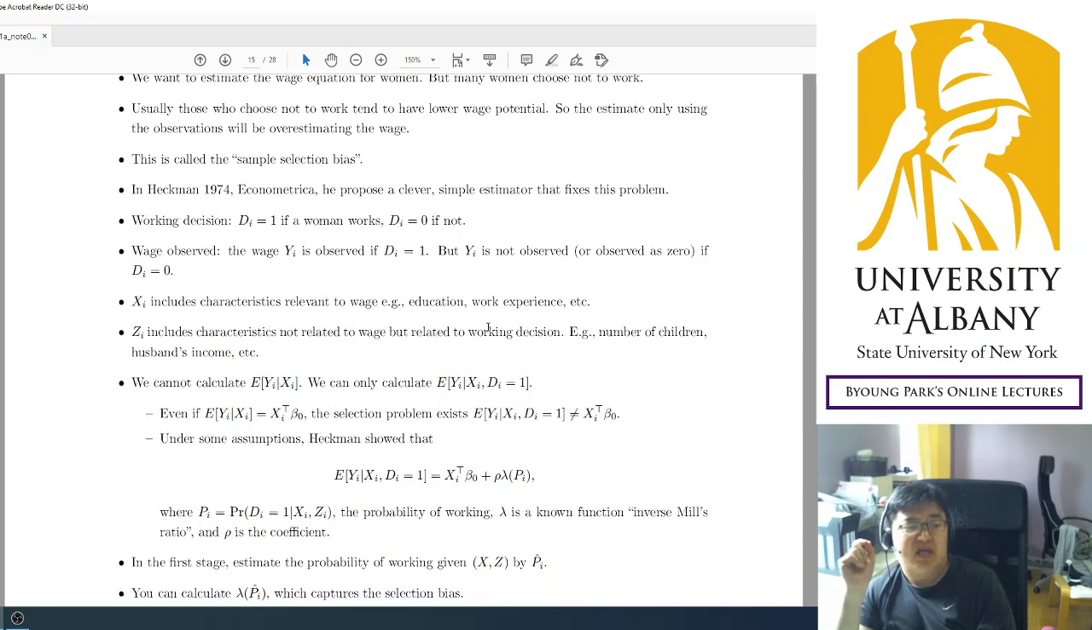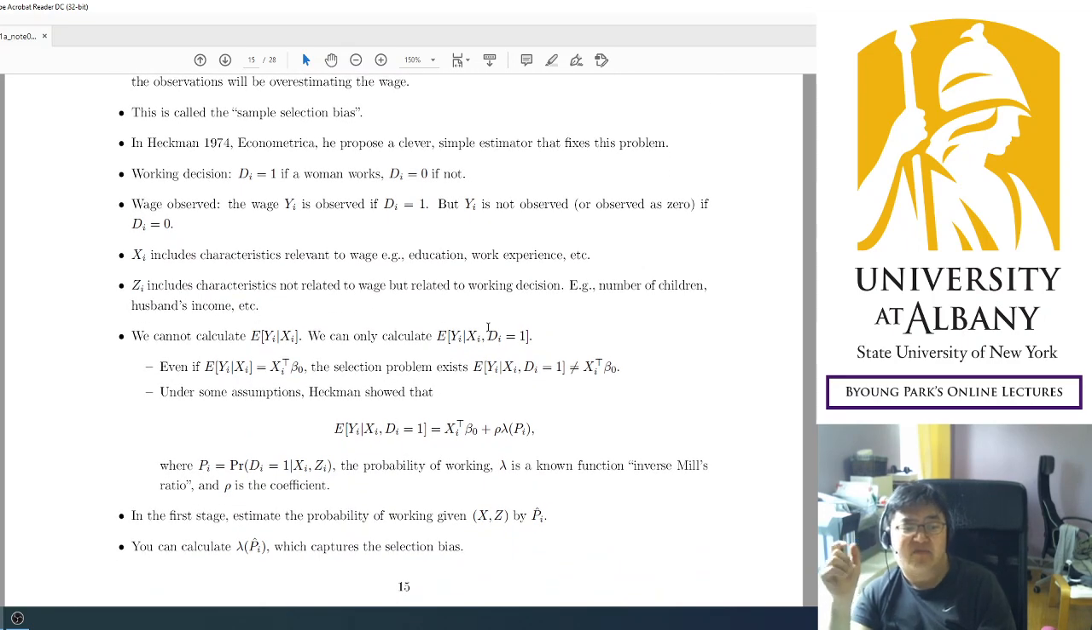The wage equation is biased. For example, suppose that there are two women. One is working and the other is not working. Working or not working is not random. It's not randomly chosen. They decide to work or decide not to work. So that implies some information.